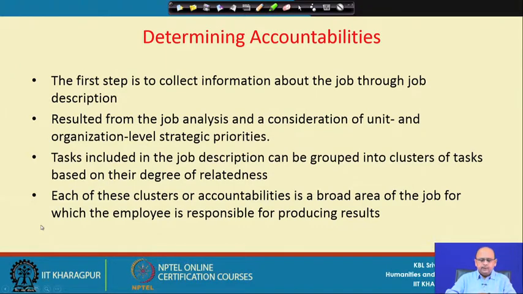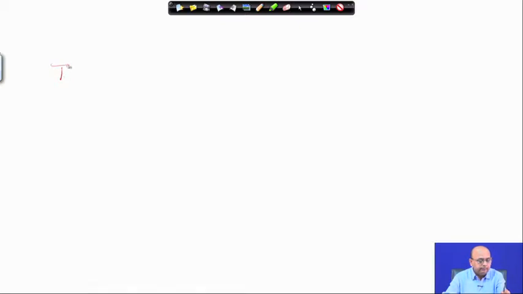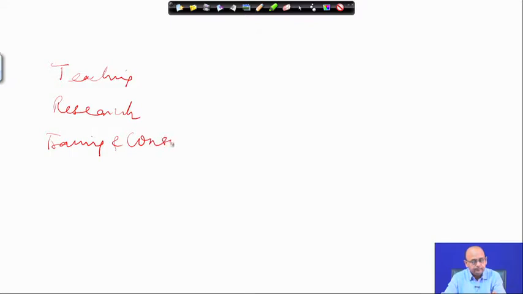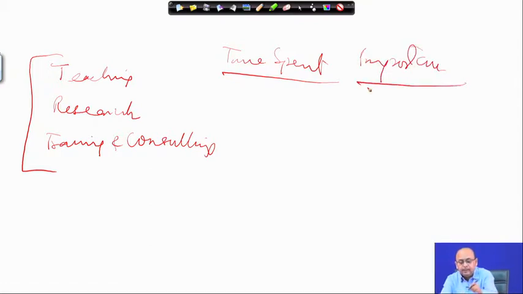Now, once you are able to determine key accountabilities, then you have to see how much importance you are giving to each of these key accountabilities. When you are going to give relative importance, you have to see whether you are going to spend an equal amount on these three activities. Say for example, we talked about three performance areas: teaching, research and training and consulting. Now, how much time are we going to spend on these activities? You also need to set priority for each of these areas.